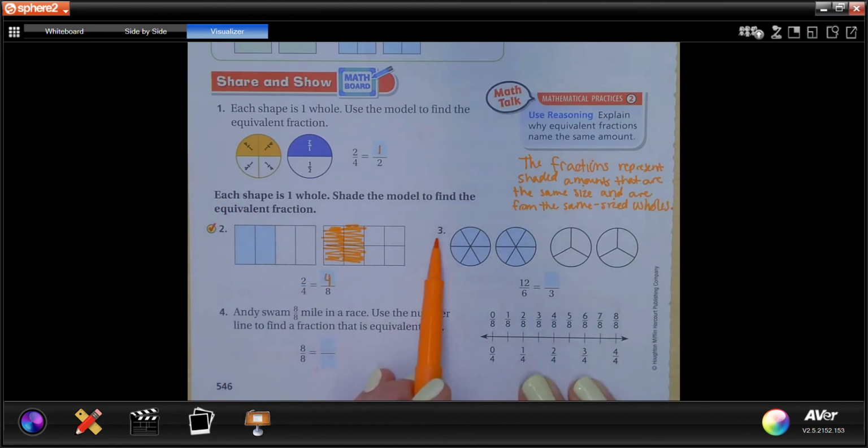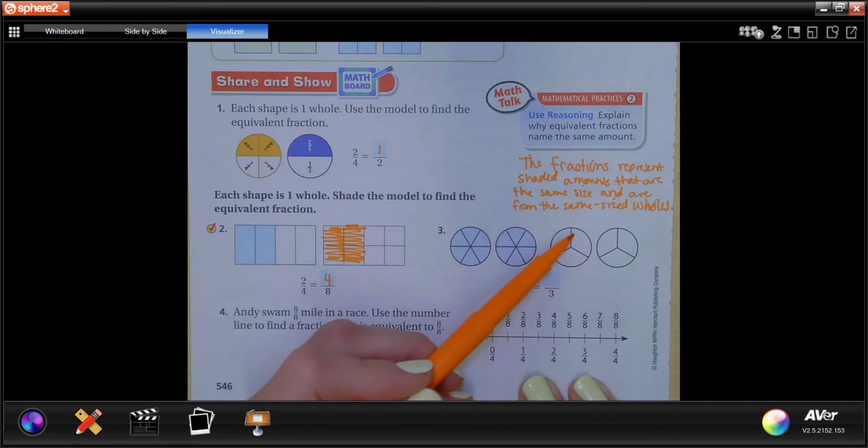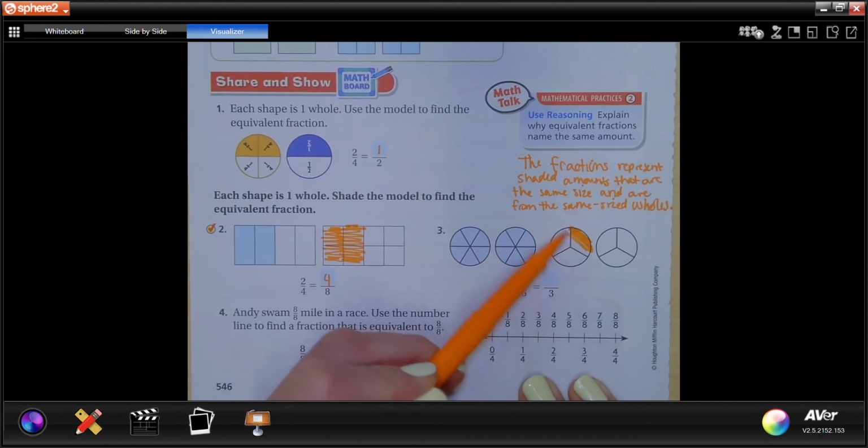Number 3. 12/6. So 1, 2, 3, 4, 5, 6, 7, 8, 9, 10, 11, 12 are shaded out of, there's 1, 2, 3, 4, 5, 6 in one whole. So 6 is our denominator. So over here, 3 make up one whole, 1, 2, 3, that's our denominator. We need to shade it equally so the entire whole is shaded on this one and the entire whole is shaded on this one. So we're going to shade the entire whole.